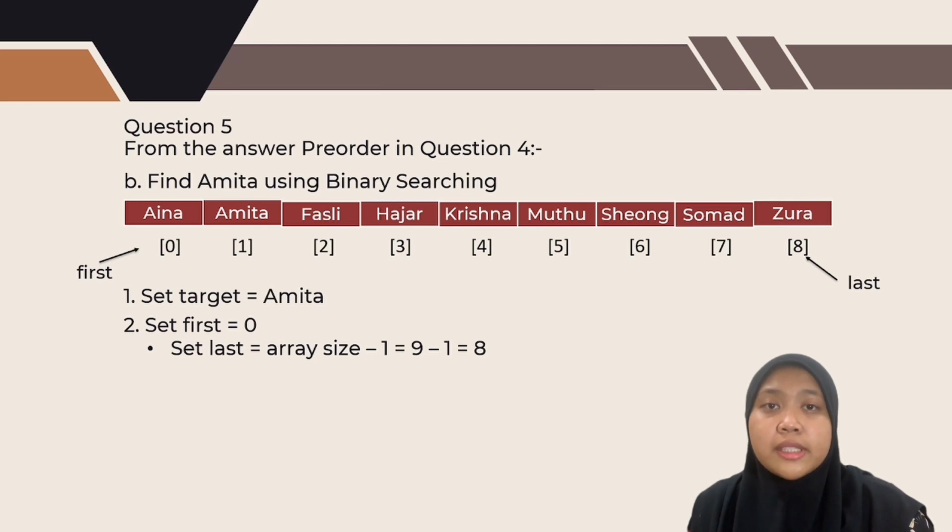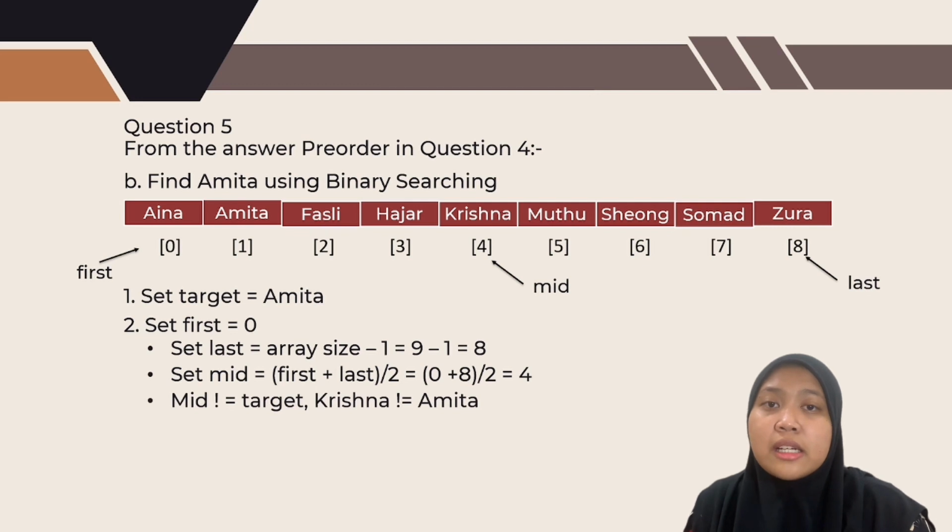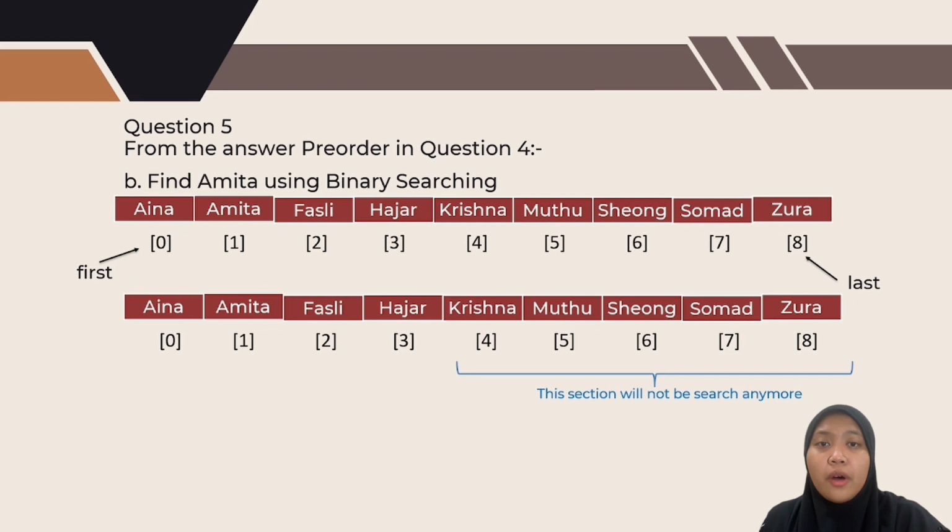Set mid using the formula first index plus last index, divided by 2. So 0 plus 8 divided by 2, and the answer is 4, which is index 4. Mid is not equal to the target. Krishna is not equal to Amita. Index number 4 until number 8 will not be searched anymore because the target is less than mid.